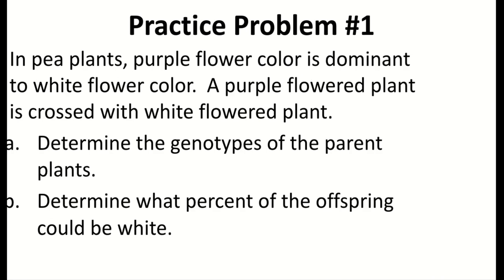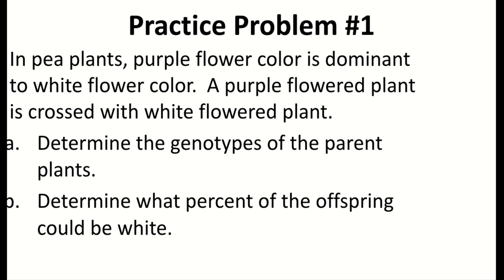So practice problem 1. In pea plants, purple flower color is dominant to white flower color. A purple flowered plant is crossed with a white flowered plant. So our first thing is to determine the genotypes of the parents. Well, if I know purple is dominant, I'm going to assume the parent is either homozygous PP, so big P, big P, or they could be heterozygous, big P, little p. The other parent is a white flower. White is the recessive, so I know no matter what, that parent has to be little p, little p. So you always follow the letters based off of the dominant trait. So if the dominant trait is purple, it's big P, and then white would be shown as a little p. So determine what percent of the offspring could be white.